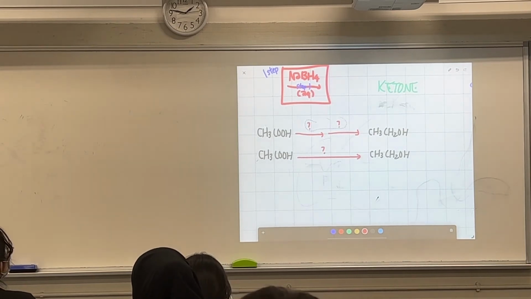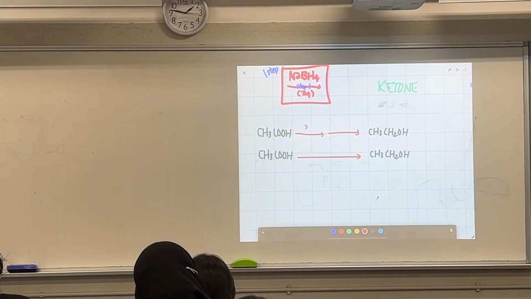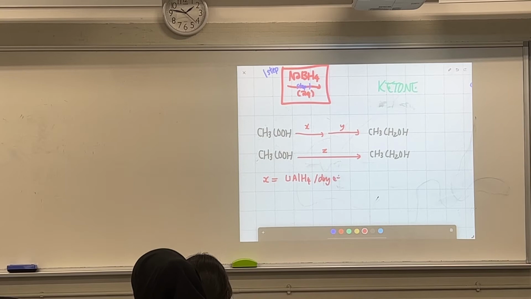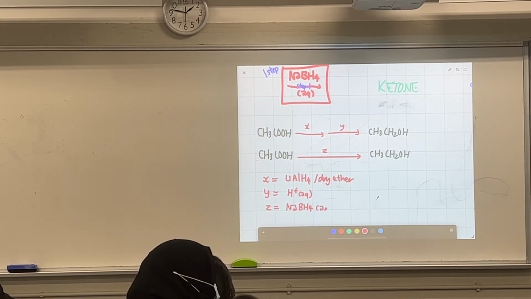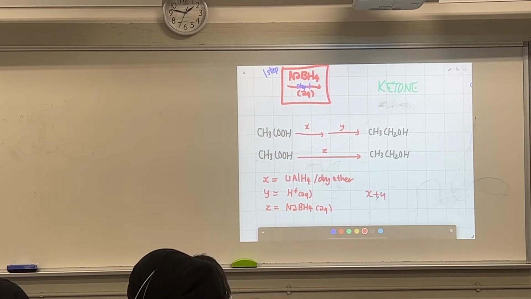Okay, so can you put down the first unknown? Maybe let's not call it question mark. Let's call this X, Y, and Z. X is equal to LiAlH4 dry ether. Y is equal to H plus aqueous. Z is equal to NaBH4 aqueous. In other words, X and Y is equivalent to Z. Okay, so this is equivalent to Z.